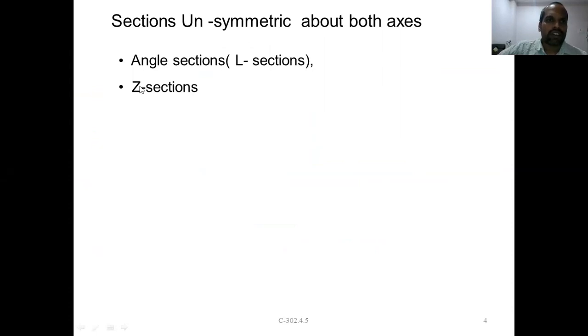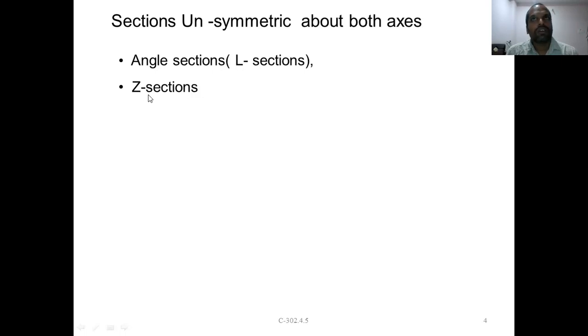Taking the reference axis from the leftmost part, so that the entire Z section falls in the first quadrant and all the x values are positive, we divided the section like that and calculated the centroids. So all things we have done. Similarly for angle sections, which we also call L sections. Angle sections may be equal angle sections or unequal angle sections. Different types of angle sections are there, equal and unequal, so both are possibilities.